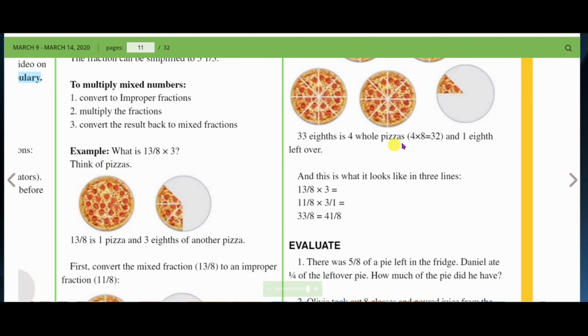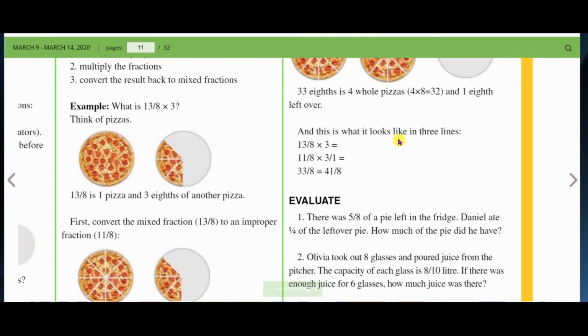And that's what they did here to explain that. And this is what it looks like in 3 lines. 1 3/8 times 3 is equal to 11/8 times 3 over 1, which gives us 33/8, or 4 and 1/8.